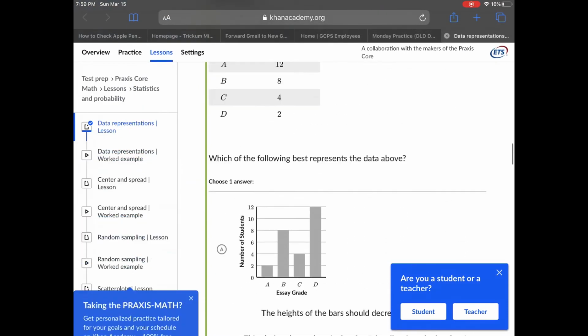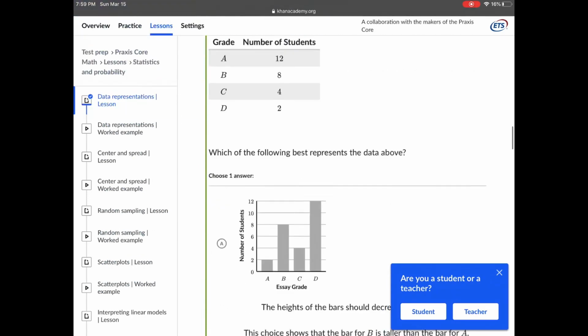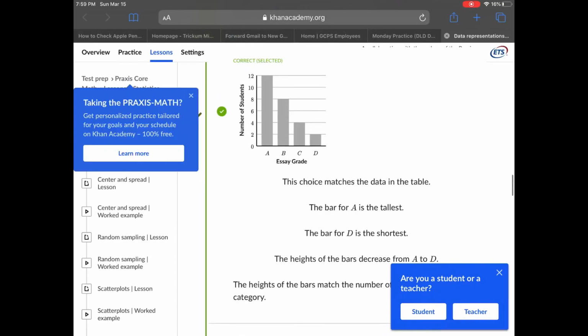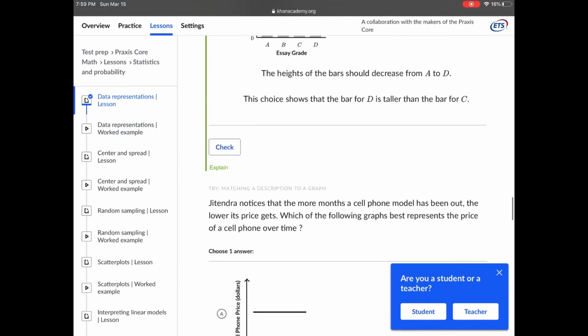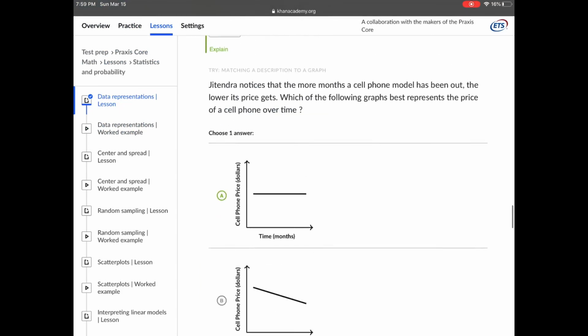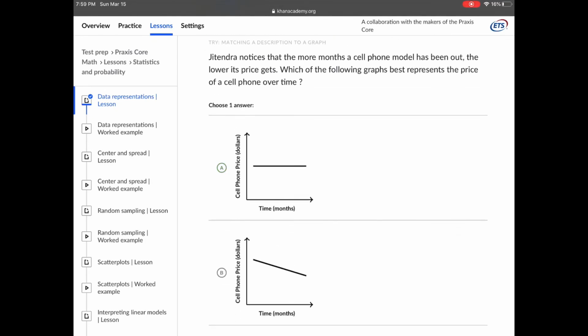Now, does it match 12 A's, 8 B's? Let's see if those two match. 12 A's, 8 B's. That matches. And then 4 C's and 2. Yep, so we know C is our answer. So select C and come down here and hit check. And it will tell you if you're right and give you an explanation. The next one.